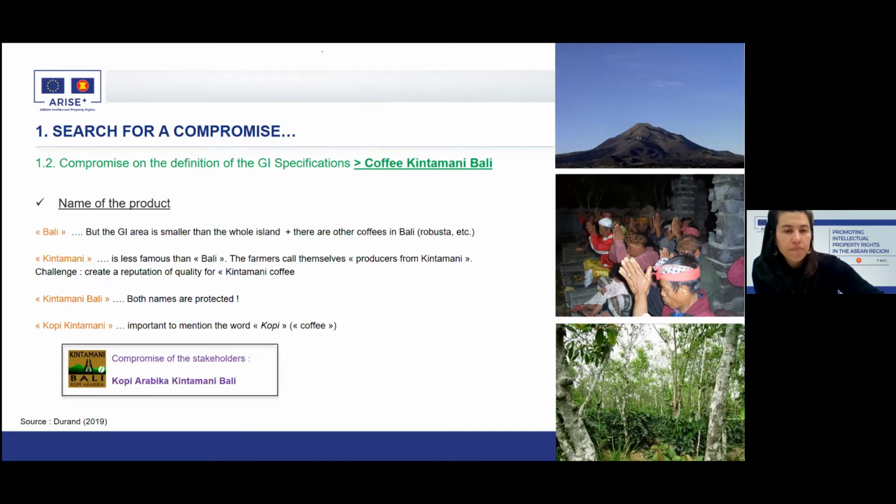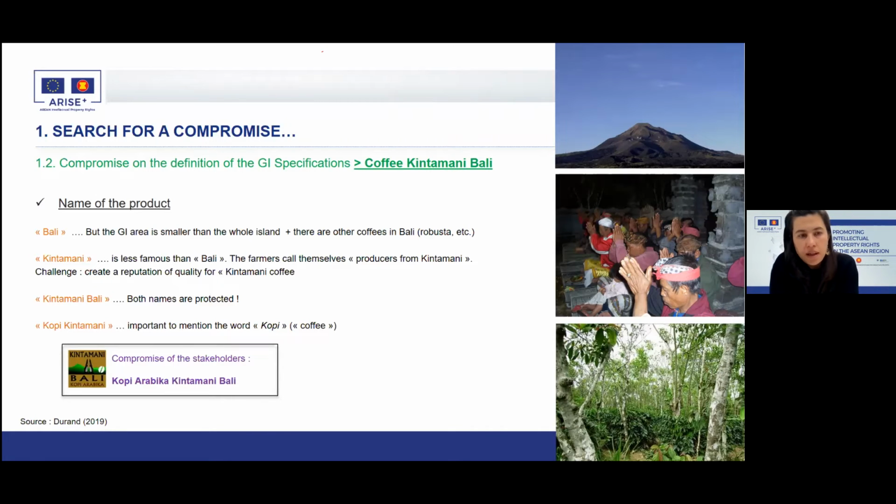For the name of the product, several names were considered. The first was just the name Bali, but in fact the GI area, or the coffee production area is really smaller than the whole Bali island. And also there are other coffees in Bali, and you have Robusta production in the lower lands. Kintamani is, you can see on the picture, on the top corner right, you have the volcano. The coffee of Kintamani is produced in the upper lands. So Bali only was not selected.